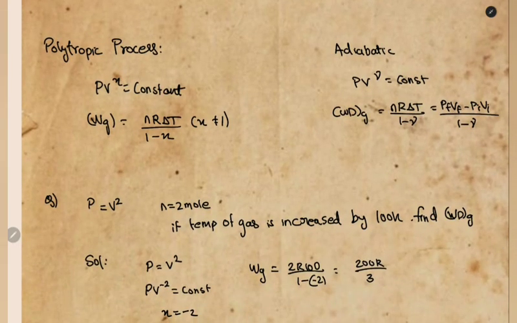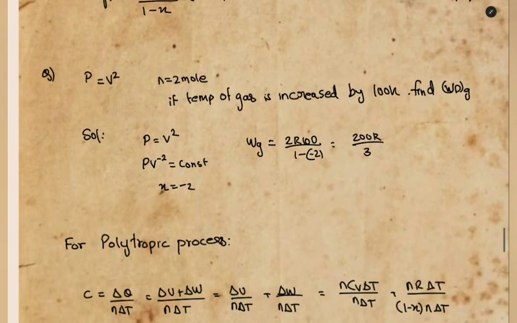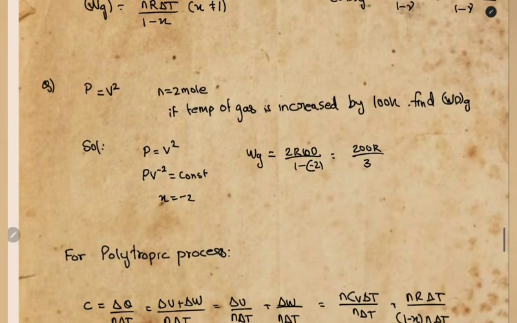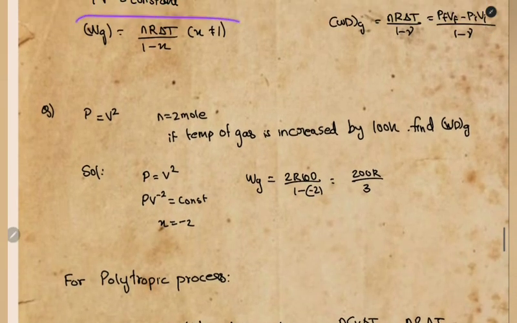Next is the polytropic process. Unlike the adiabatic process, you just need to convert the gamma into X. That's it. Rest all is same. In the place of gamma you need to put X, and that will be called a polytropic process. So let's see some questions directly. Work done by the polytropic process is simply nR delta T by 1 minus X.